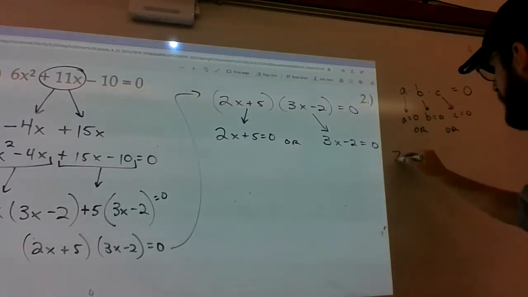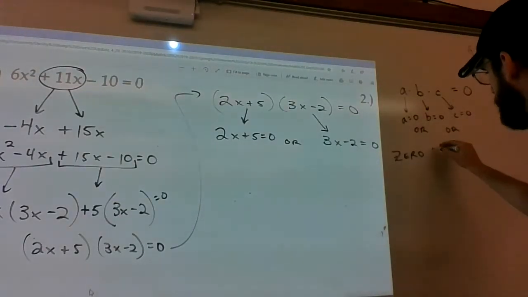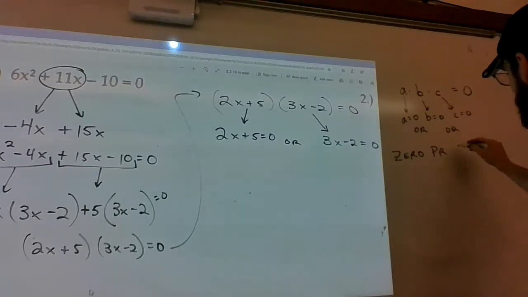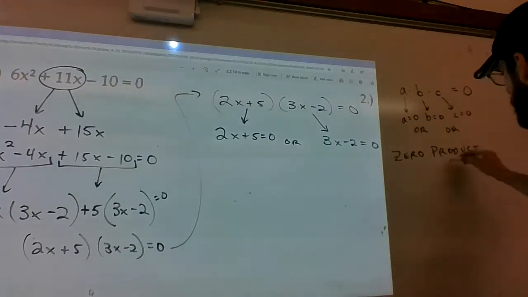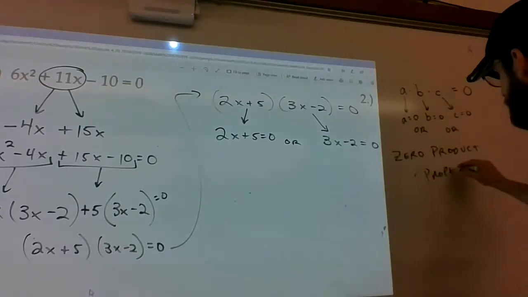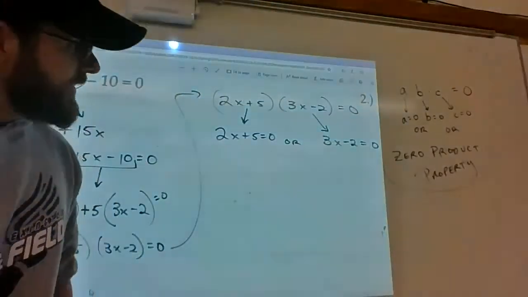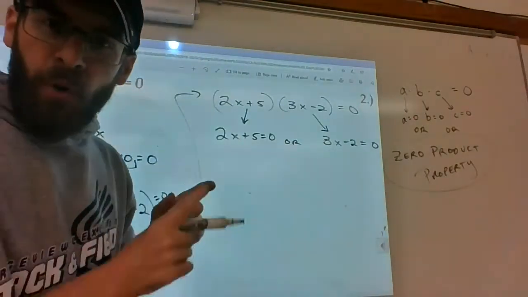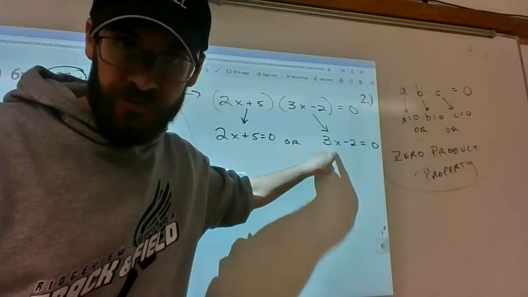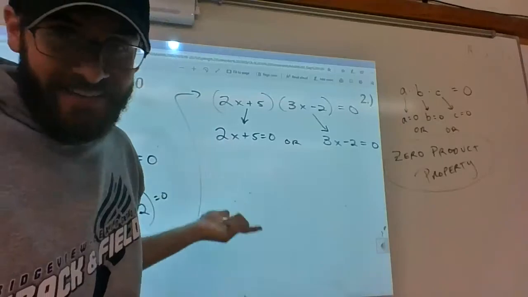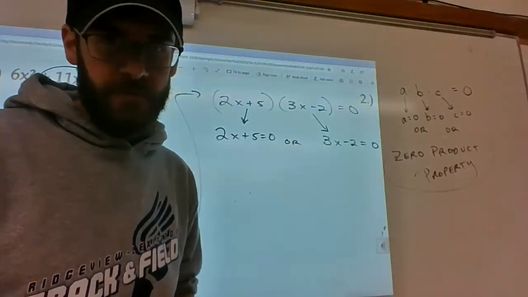That's called the zero product, meaning multiplication, property. So we have this in our back pocket to be able to point out these two truths: that this one has got to be 0, or that one's got to be 0.